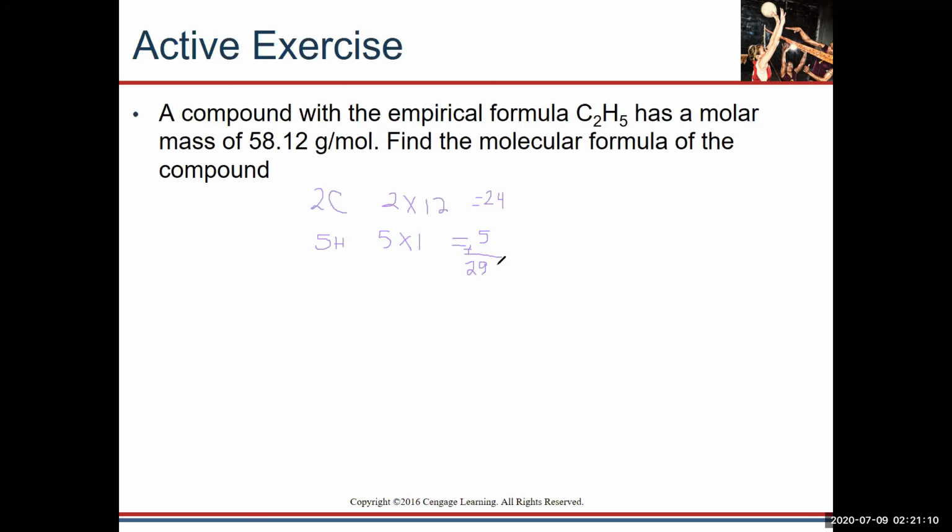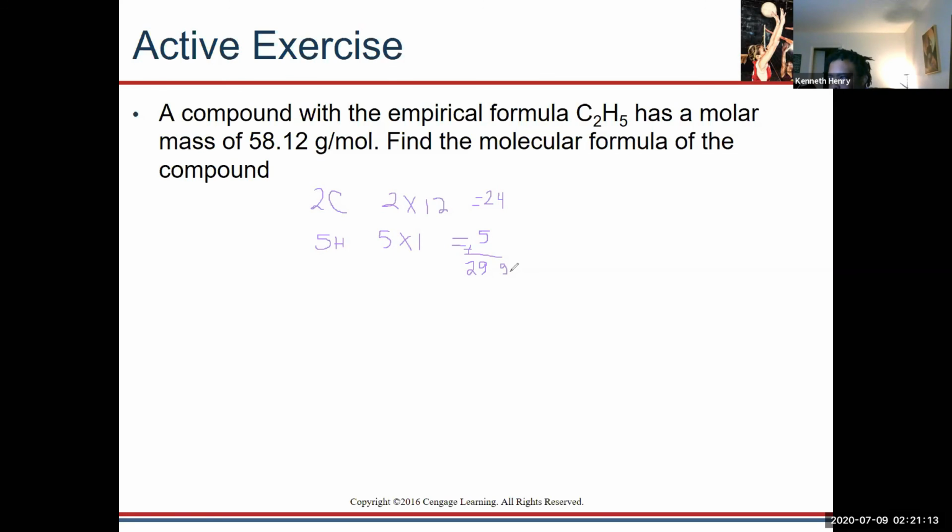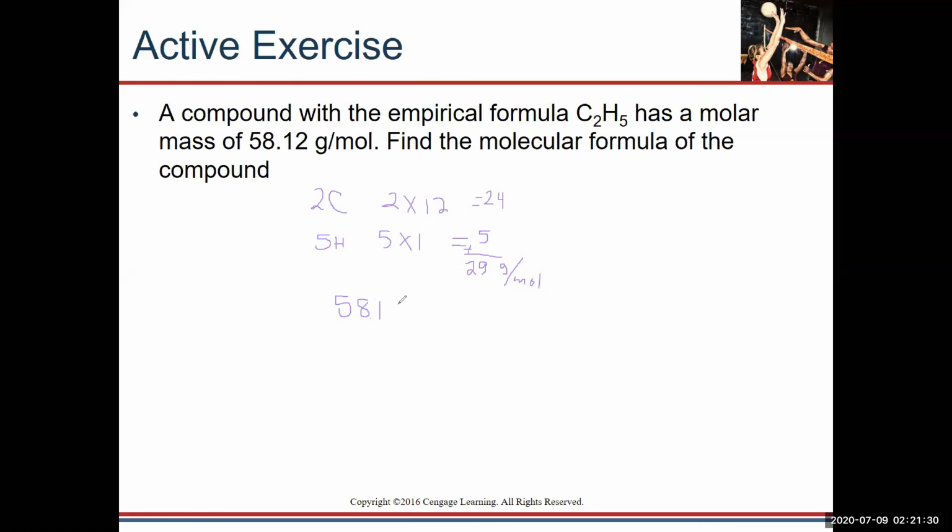Grams per mole. So you're saying I divide 58.12 by 29, and that equals 2. And you multiply that by C2H5 equals C4H10.